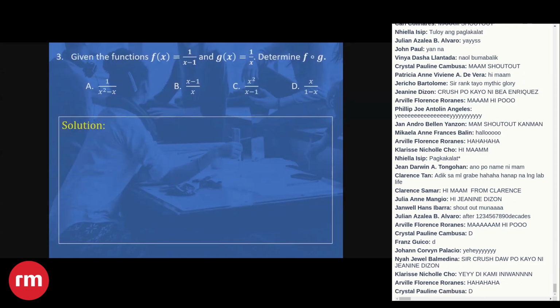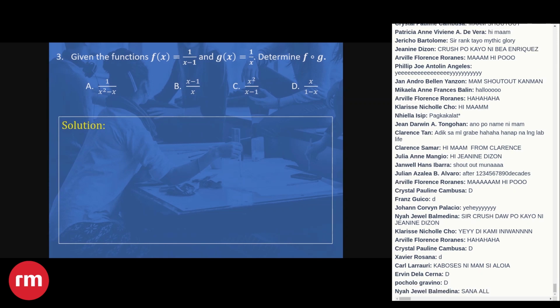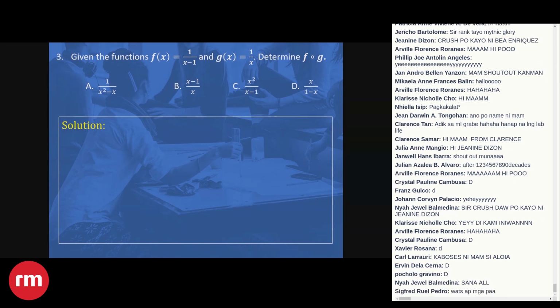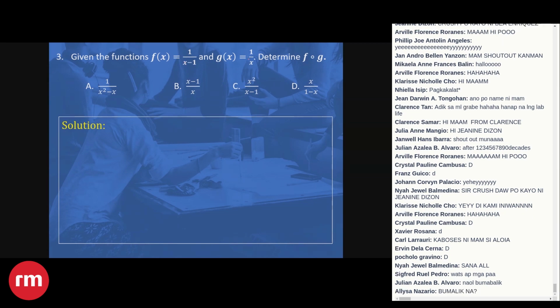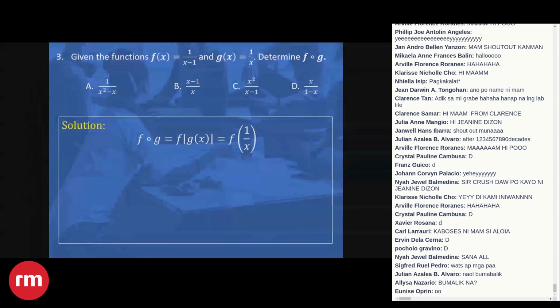So for number 3, we are given f of x as rational functions 1 over x minus 1. And g of x is also a rational function 1 over x. And we want to determine f circle g. So again, in the definition, since you have f circle g, ipapasok si g kay f. Okay, so we simply change x here in f of x with g of x. So the definition ng composition, we change all x variables in f with 1 over x. So simply, we have this one, 1 over x minus 1.